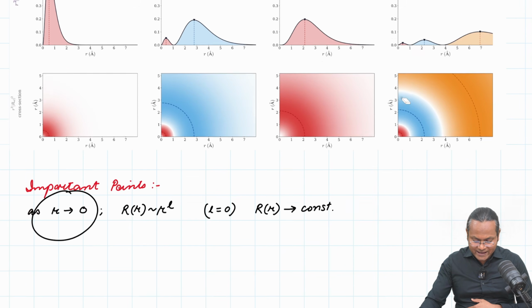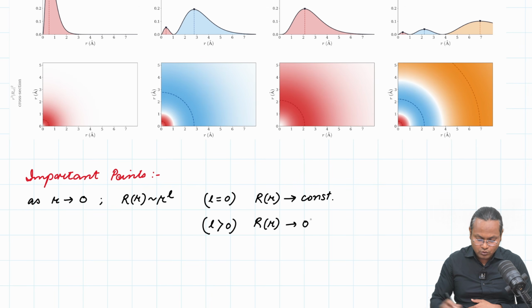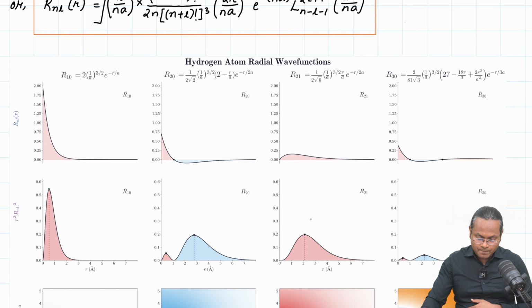But when L is greater than 0, then as r tends to 0, the radial solution goes to 0. So as you can see here, for L is equal to 1, the amplitude is 0 at 0 radius. This is an important point.